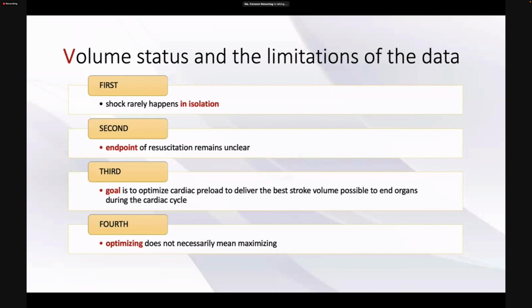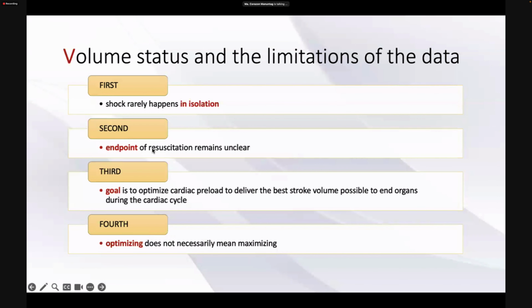So, second, endpoint of resuscitation remains unclear. I would love to be able to tell you na ito, stop na ang fluids, ito, ganyan. But essentially, the end goal is that you try to maximize your intravascular volume para yung cardiac output mo is at its best. So their endpoint of resuscitation in a theoretical standpoint is when even if you give fluids, hindi na magbabago ang cardiac output mo. That is based on your Frank-Starling curve.